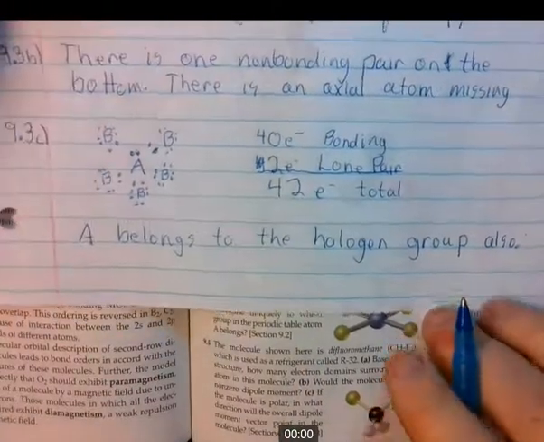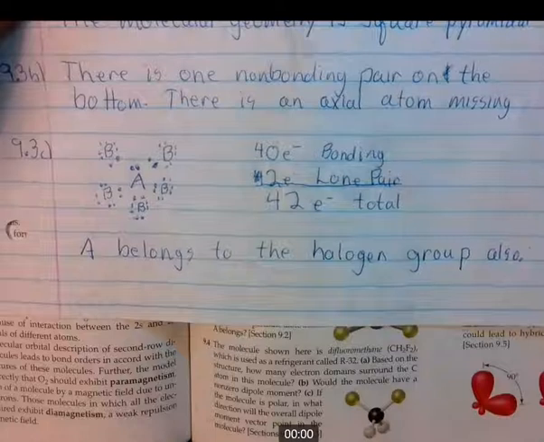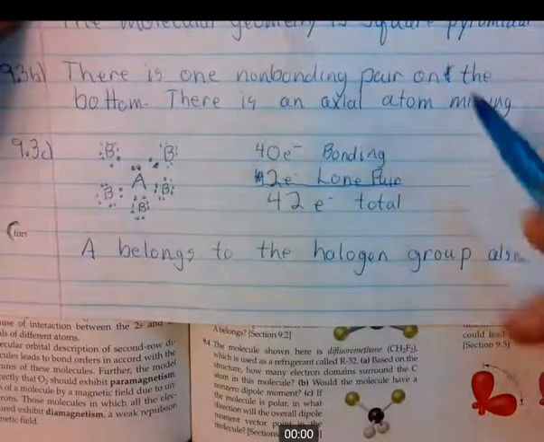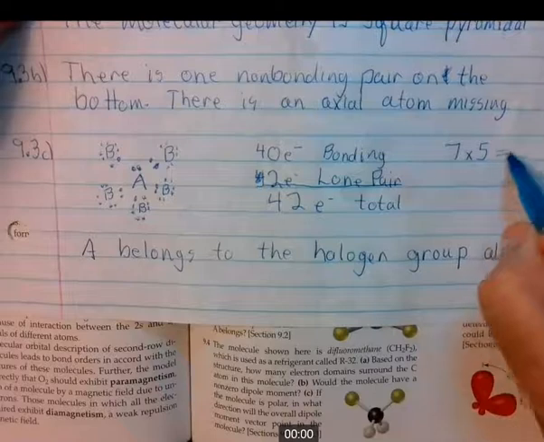Okay, so there's your answer. So let's go over that again. We said that the B's were all halogens. That means they're going to bring in 7 times 5. We don't know which halogen, that's 35.